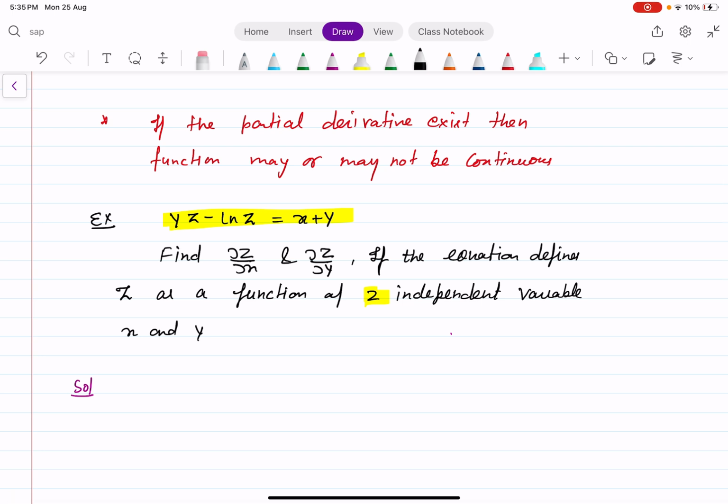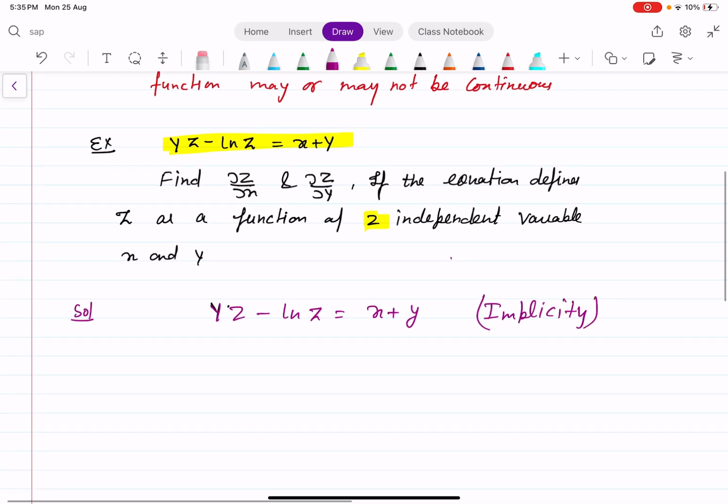In this case, it is given as an implicit function: yz minus ln z equal to x plus y. Why is it an implicit function? Because z cannot be expressed in terms of x and y. That means you cannot write z equal to a function of x comma y. If we are able to write z in terms of x and y separately, then it is explicit. But in this case, you have z here and also ln z here. You cannot express z in terms of x and y. Then it is called an implicit function. So this function is implicit.